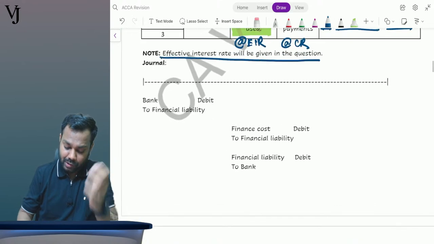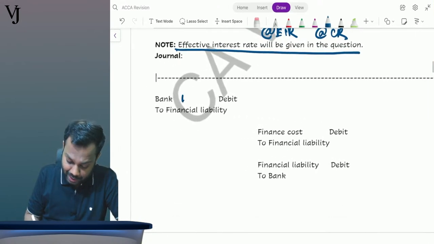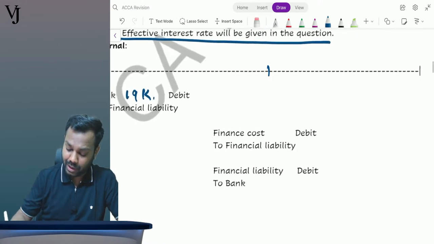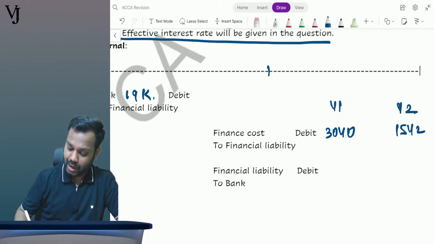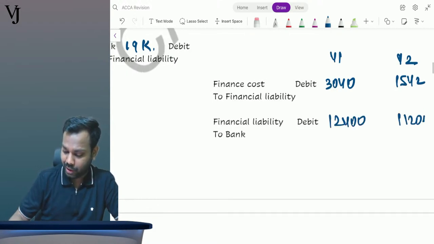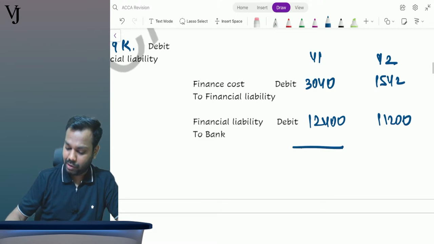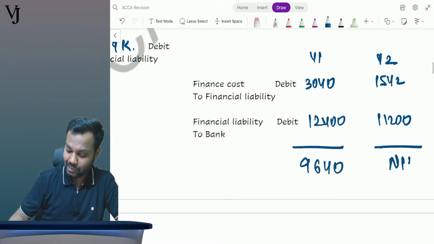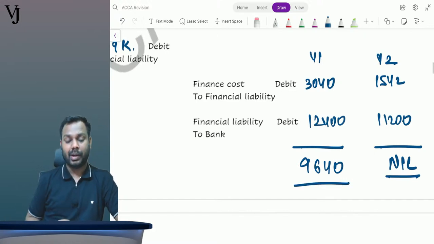Now, if you talk about the journal entries, I will record 19K here. And for the next 2 years, year 1 and year 2, I will record finance cost of 3040 for year 1 and 1542 for year 2, with payments of 12,400 and 11,200. So at year end 1, the balance is 9640, and at year end 2, the balance is nil. So this is how it will get accounted for.